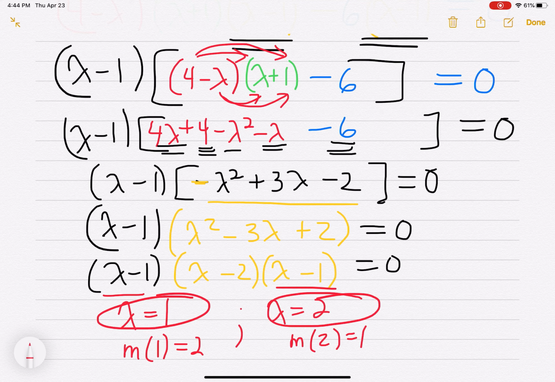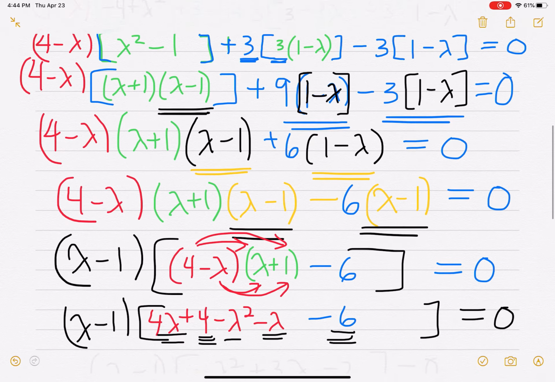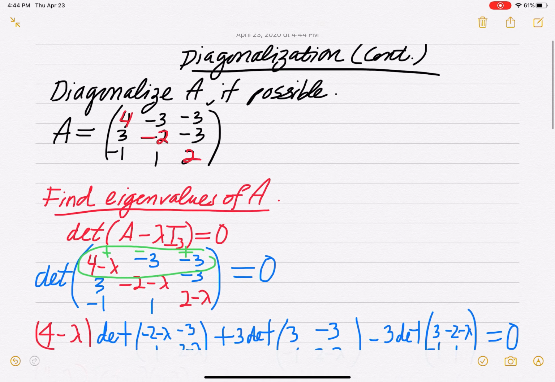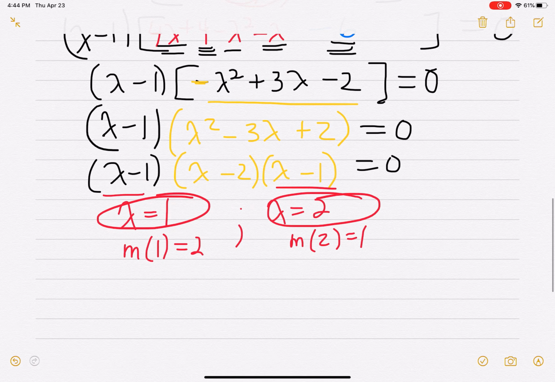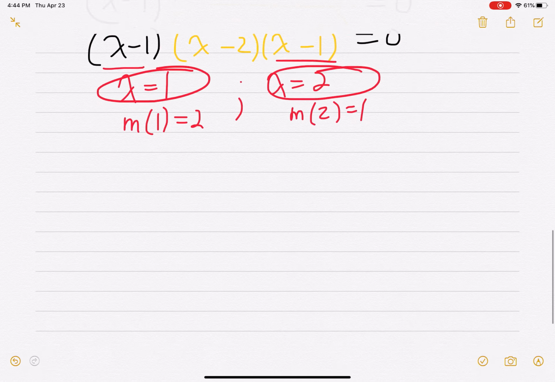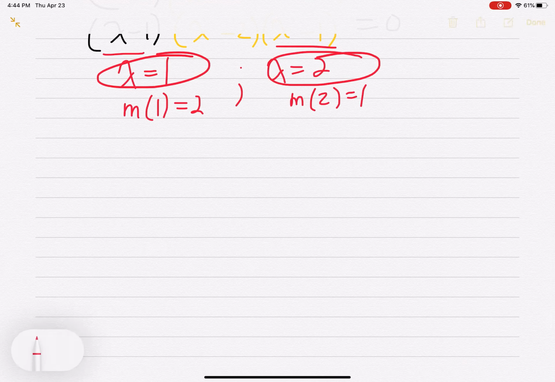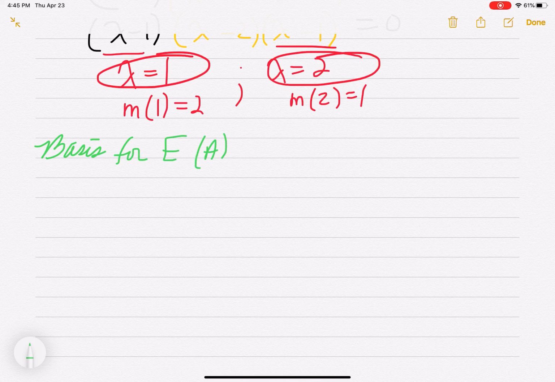All right, so it took all that work. Look at all that work just to find the what? Eigenvalues. So now we're going to find the basis for the eigenspace of A associated with the eigenvalue 1. So what we're going to look at is A minus 1 I3 augmented with the 0 vector.